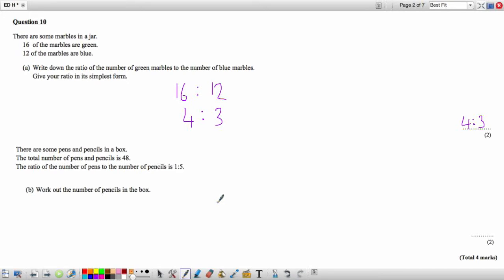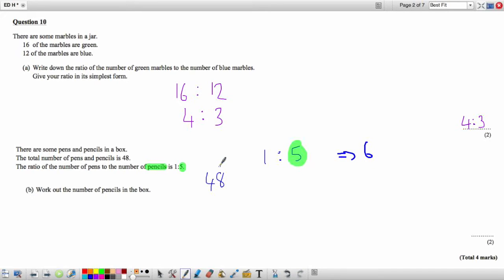We're told that there are some pens and pencils in a box. The total number of pens and pencils is 48. The ratio of the number of pens to pencils is 1 to 5. And we need to work out the number of pencils. The pencil part is here, the 5. The 5 parts here as pencils is mentioned second. So we have in total 6 parts altogether.